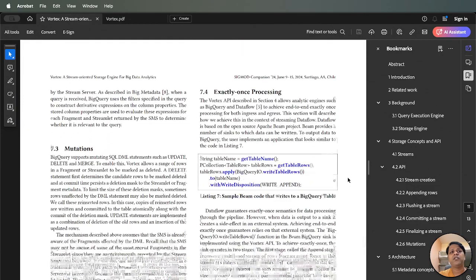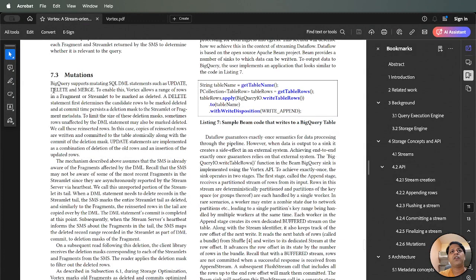Here, if you see how it handles the mutations, update, delete, and merge. Delete is a kind of marking it deleted in the fragment. Update is implemented using delete and insertion.